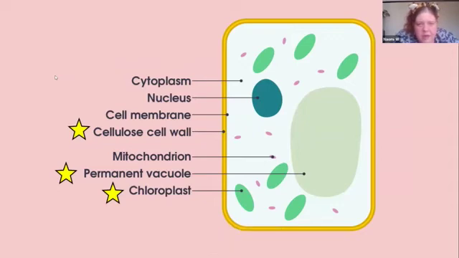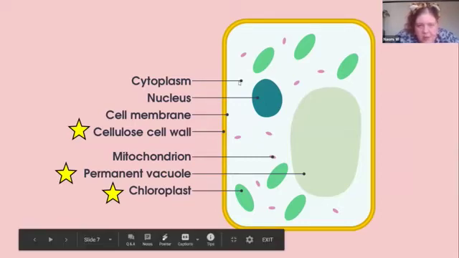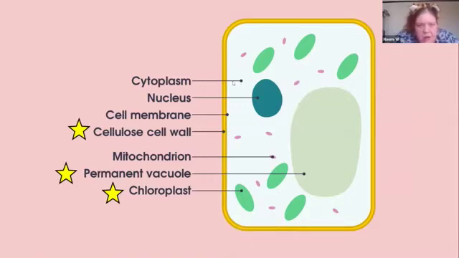Now this is a plant cell, okay? And you can see there's a long list of different parts running down the side. We've got the cytoplasm, which you saw in the animal cell, and it has the same job here. It is where the chemical reactions happen. We've got the nucleus, again, completely the same job. Okay, so that is where the DNA is, and it's the control center.